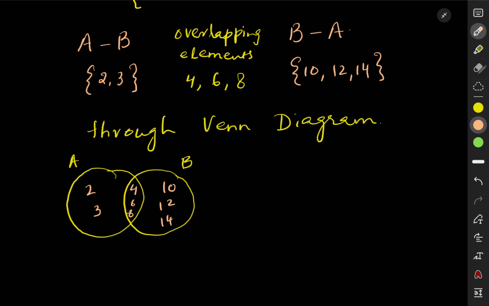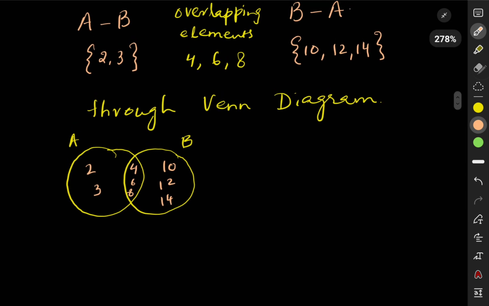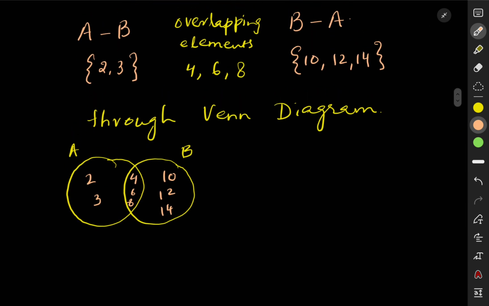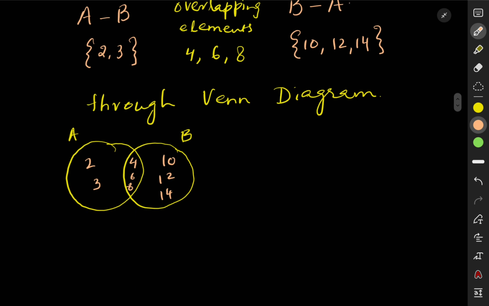So how can we show A difference B? The members of A difference B are 2 and 3. So we shade this region only, that is this one. This region shows A difference B.